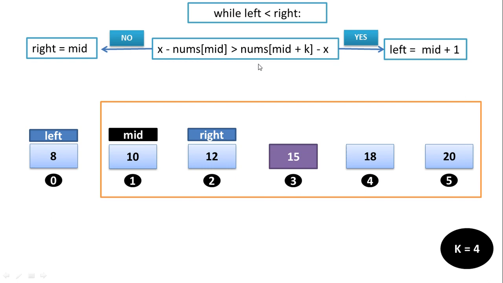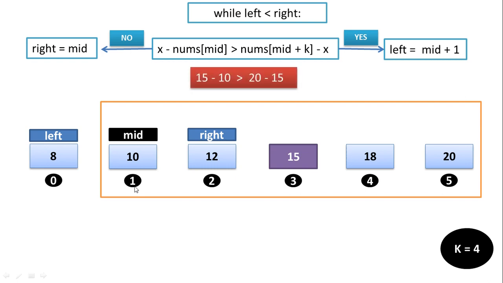Now, as soon as this condition is false, we then play around with our right pointer. That is, the right pointer will immediately point at the mid index. Let me repeat it again. If the condition evaluates to false, then we make the right pointer point at the index of mid. Now this means the right pointer in the first iteration will point at 1. It was initially pointing at 2, but now since the condition is evaluated to false, it will now point at 1. So let's have a look at that.